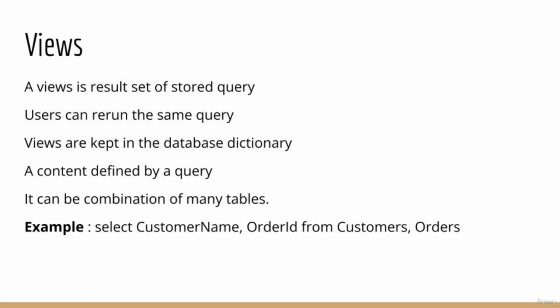In the database, a view is the result set of a stored query on the data, which the database users can query just as they would a persistent database object. It allows other users to rerun the same SQL query as much as they want. This pre-established query command is kept in the database dictionary. A view can be considered as a content defined by a query. It can also be a query of fields from many tables. For example, we can combine customer and order data from the customers and orders tables.